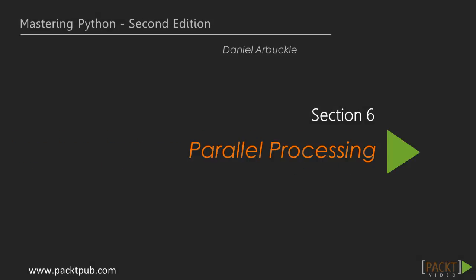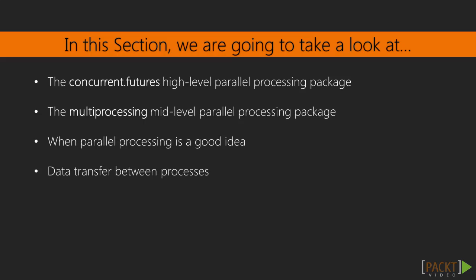Hi, and welcome to our section on parallel processing. In the previous section, we created a text mode utility program and learned about several of Python's built-in packages. In this section, we're going to see how to use both the high-level concurrent.futures package and the lower-level multiprocessing package to help us write parallel programs. Both are part of the Python standard library.